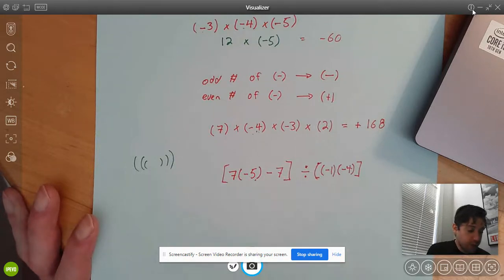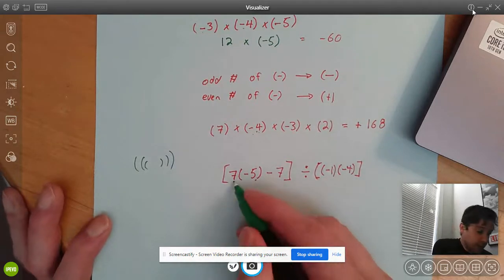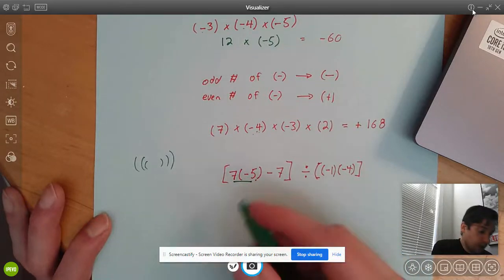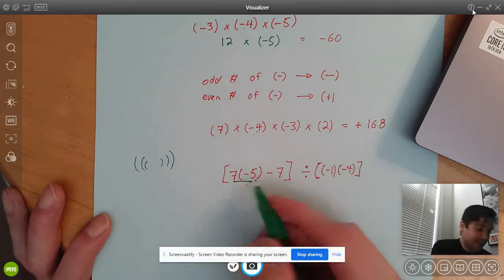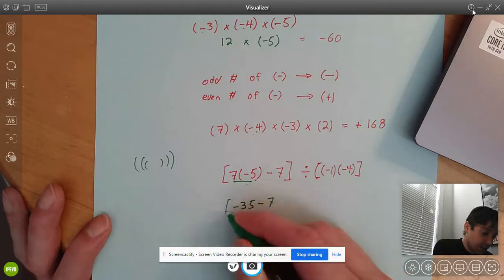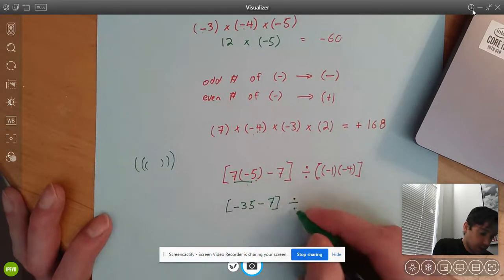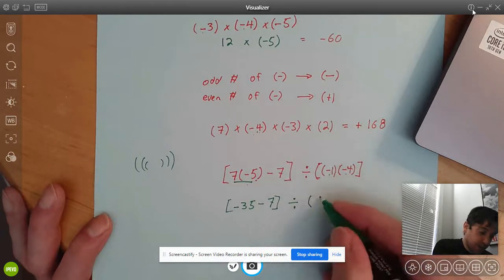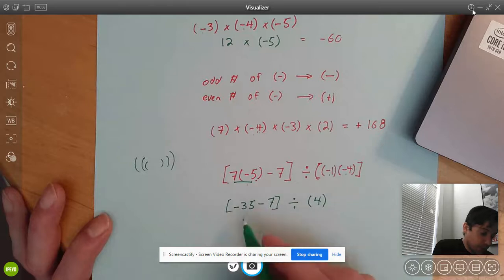So in order of operations, I do what's in the brackets first. Here I've got multiplication, and then I've got some subtraction. So I've got to do my multiplication first. 7 times negative 5 is negative 35. And then I'm taking away 7, and that's still in my brackets. Then I can work on what's in the other square brackets. Well, that's negative times a negative. So that's going to be a positive 4. What's negative 35 take away negative 7? Well, that's going to give me negative 42. It's going to be even more negative.